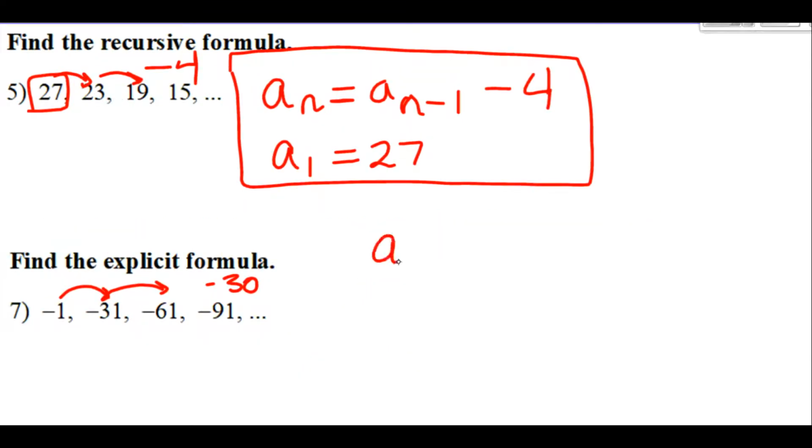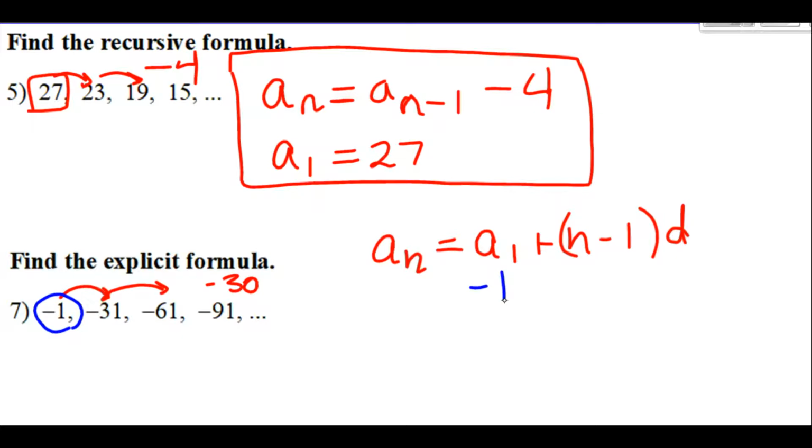So we know the nth term is the first term plus n minus 1 times d. And so just fill in the different things that you know. You know the first term is -1. And we don't know what n is, so we'll just leave it an n. But d is that number right there. So times -30 here. The rest of this is just cleanup.